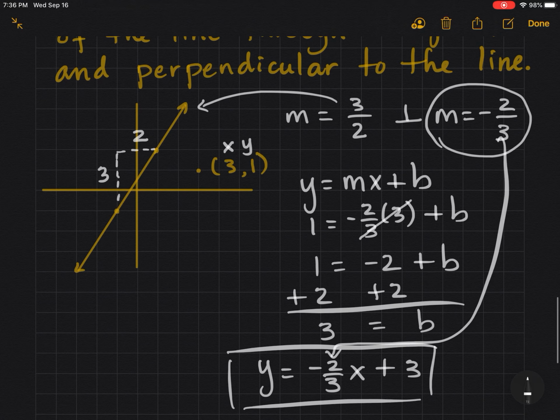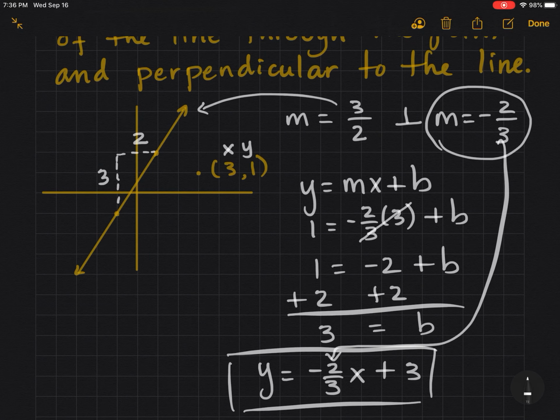So, starting at 3 on the y-axis, down 2, run 3, and we knew that we were supposed to go through that point, so that shouldn't surprise you at all. And it looks like a 90-degree angle to me. That concludes this lesson.